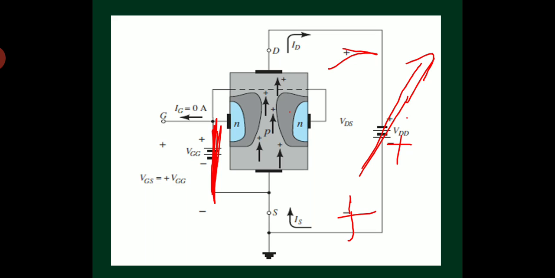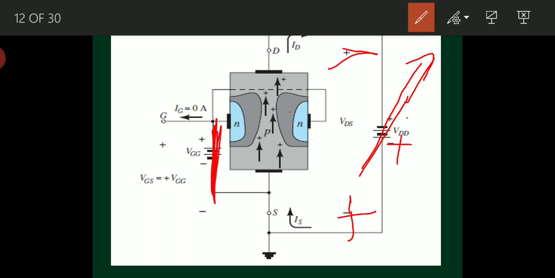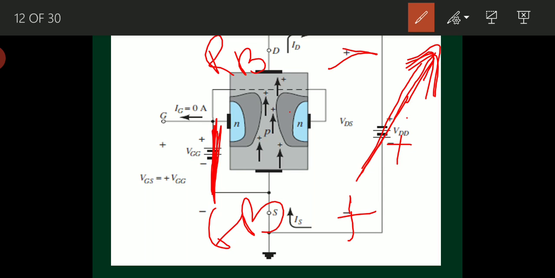Let us talk about the depletion regions now. Now I am increasing the voltage here. So what will happen? Reverse bias at the drain terminal increases, and forward bias at the source terminal increases. The depletion region near the source terminal decreases and the depletion region near the drain terminal increases. By this, the channel width gets narrower. Channel width becomes less.